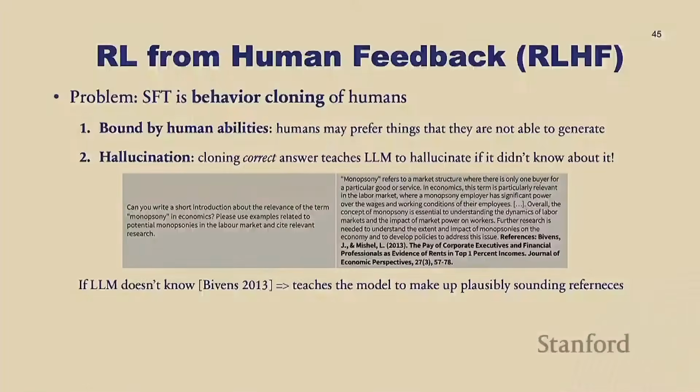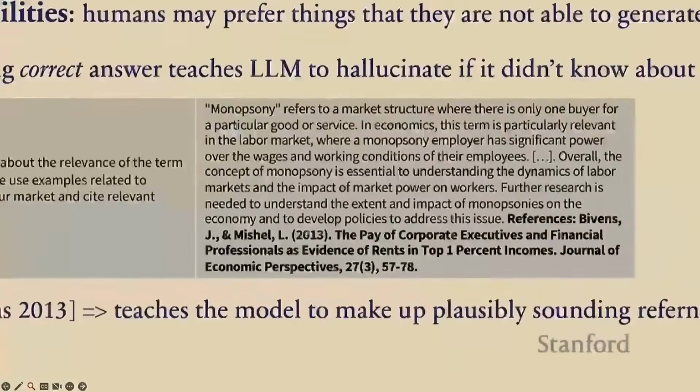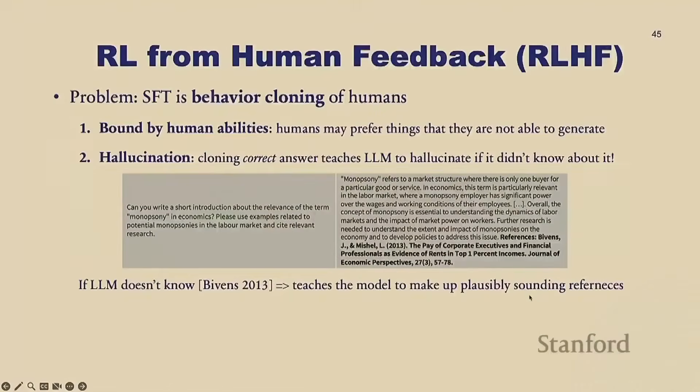To give you a very concrete example, if we go back to this monopsony example, can you write about monopsony? Imagine that the human wrote a reference to a certain book. That book might exist, and that might be a correct reference. But what if the LLM never saw this reference during pre-training? Then it doesn't know that it's a correct reference. So really what you tell the model is to make up some plausible-sounding reference rather than tell the real reference that it saw during pre-training. So hallucination might be caused by this SFT. That's problem number 2. Does that all make sense?